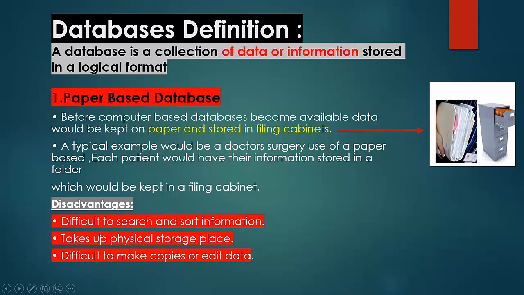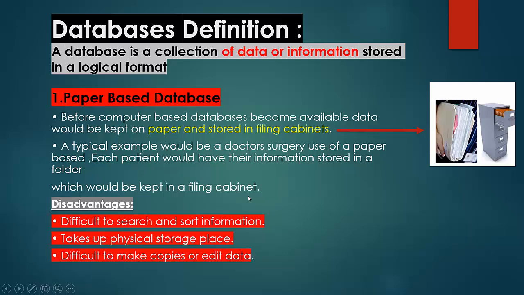And third, we have the disadvantage that it is difficult to make copies or edit, because it's paper. If we need a copy, we have to get another paper and write down the same information onto it manually using a pen or pencil. It takes a lot of time. So here we have the three disadvantages of the paper database.